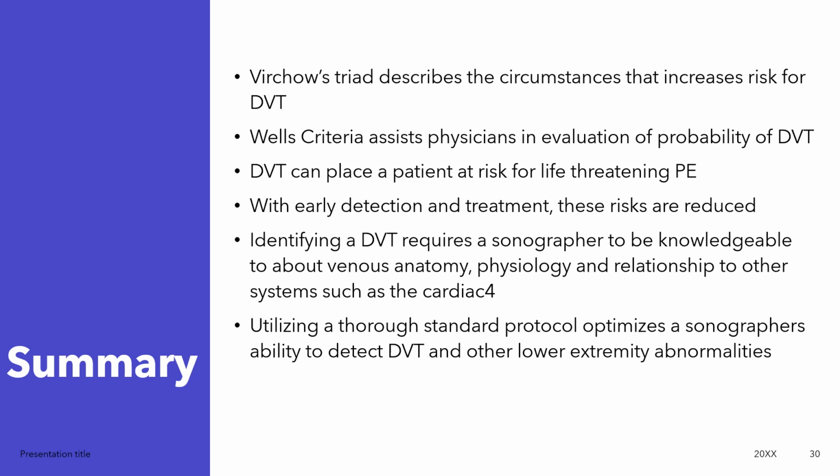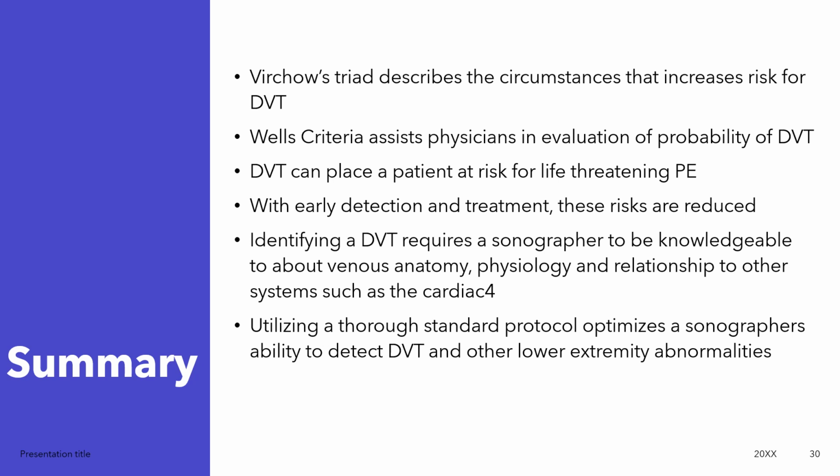Well, thank you so much. We finally made it to our summary. So in real brief summary, Virchow's triad describes the circumstances that increase risk for DVT. We know that Virchow's triad includes stasis, increased coagulation, and trauma or injury.